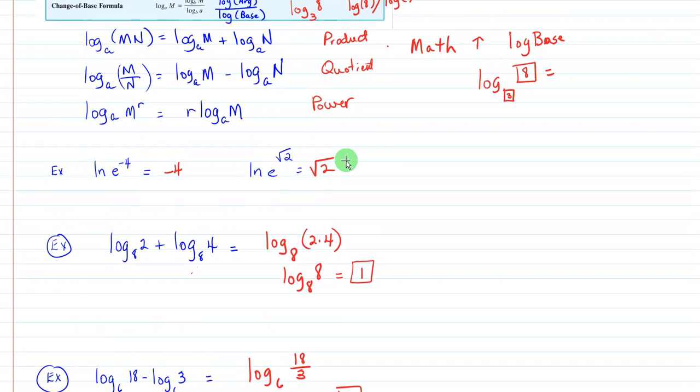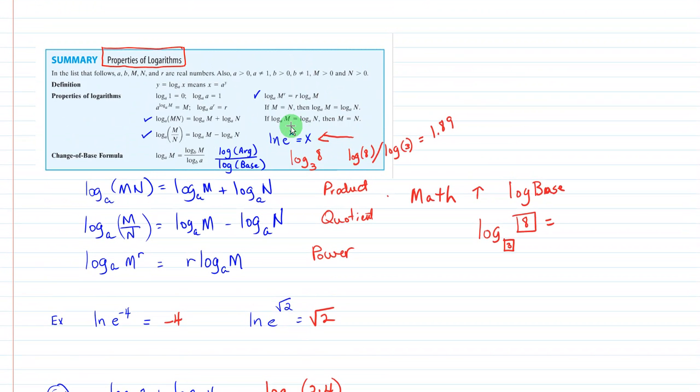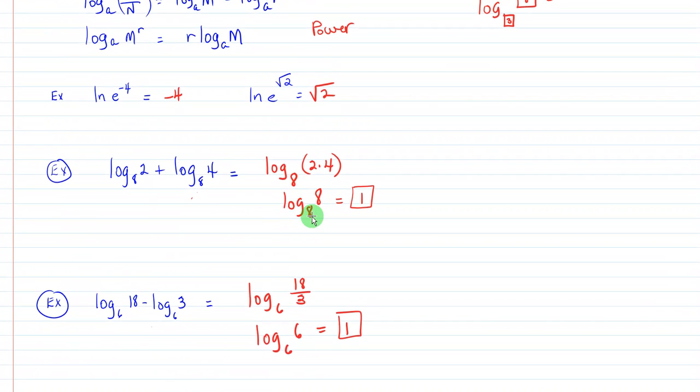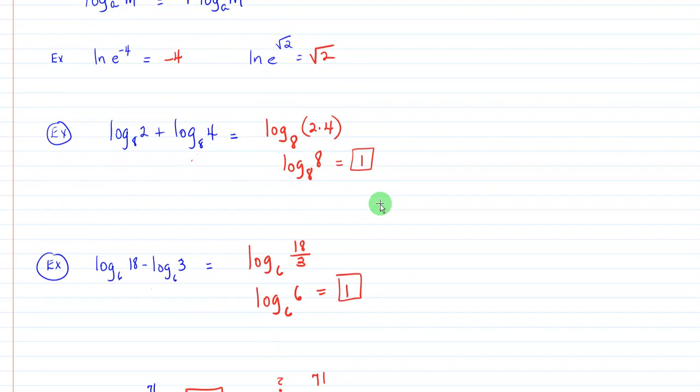It's one of the properties that I didn't mention: log base A of A equals 1, because 8 to what power gives me 8? That'd be the first power. So log base 8 of 8 is 1.